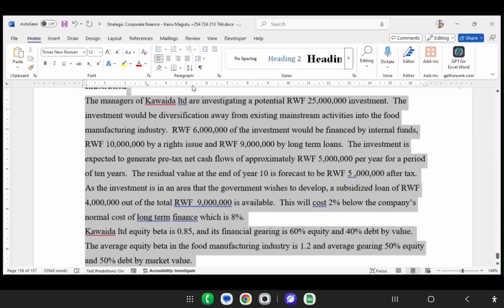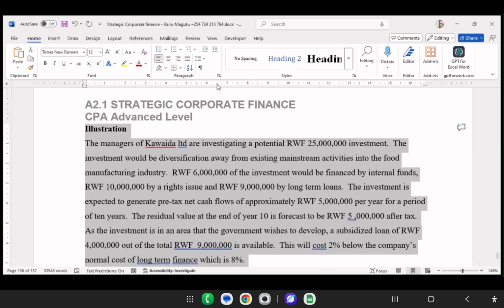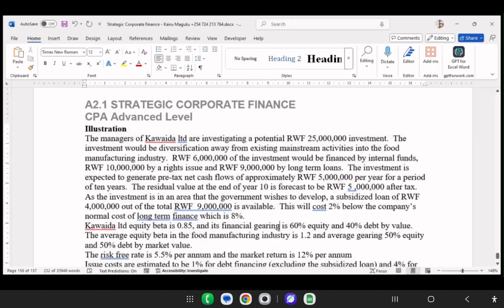Determine the adjusted PV. I want to use this question to explain the adjusted PV. We look at it together. I want to display the entire question here so that at least you can see it.